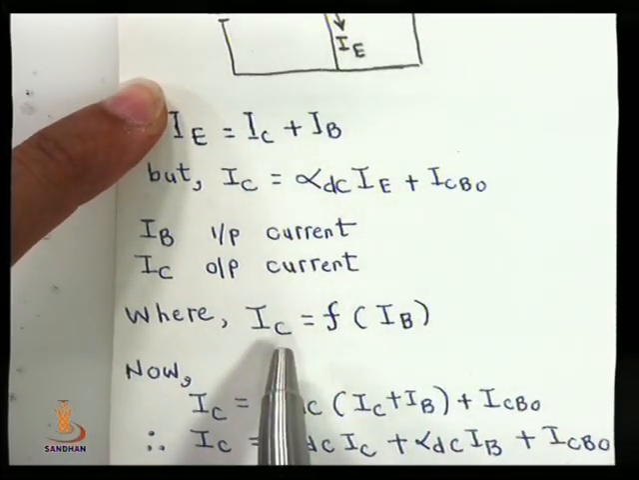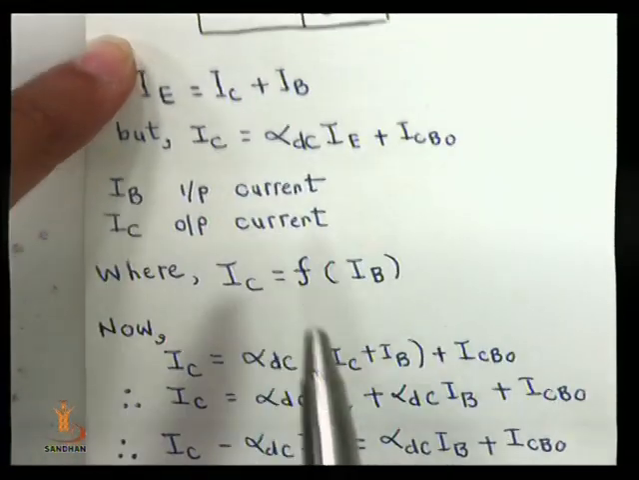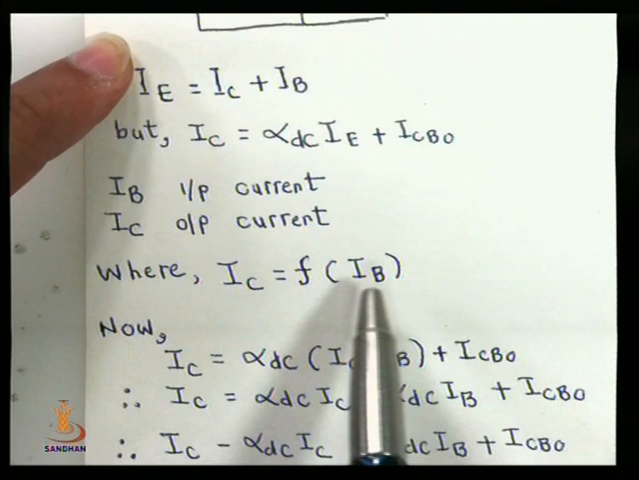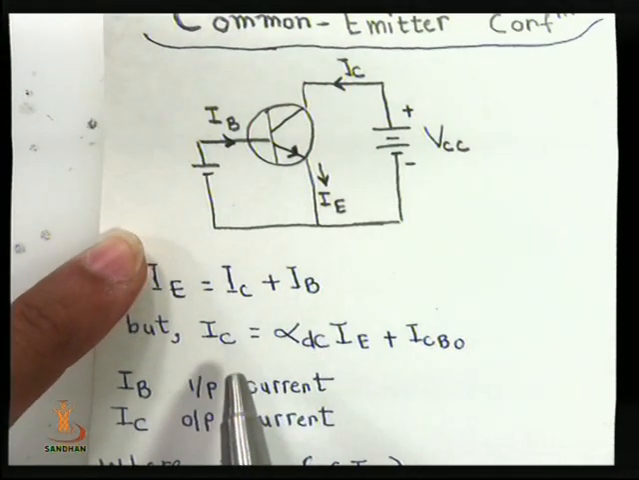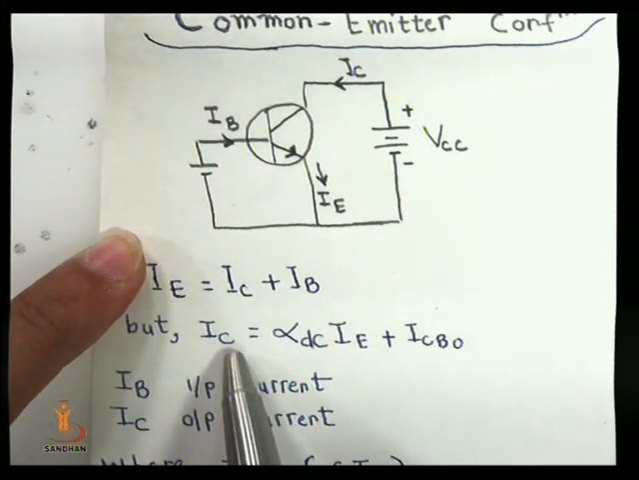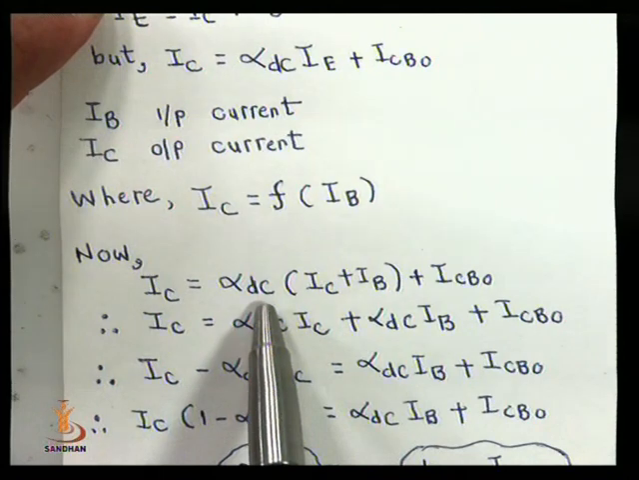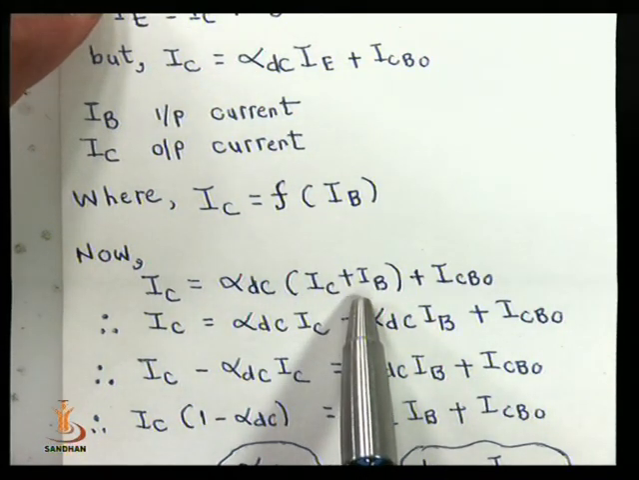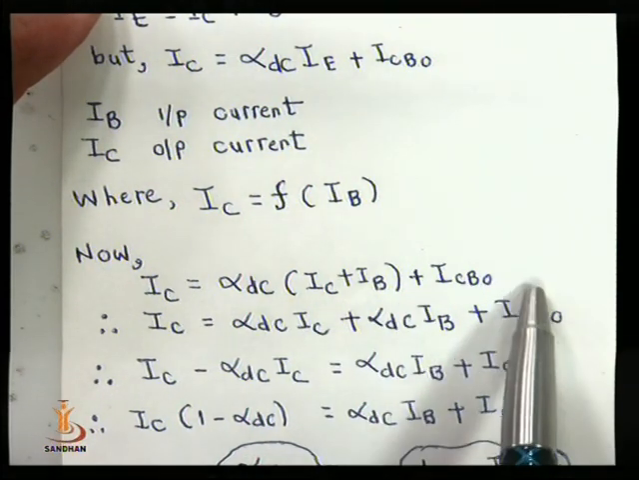IC, basically the output current, is a function of the base current. So IC is nothing but a function of base current. Now what we can do in this circuit, in the equation of IC, we can put the value of IE. So IC is nothing but alpha DC times IC plus IB. We are placing the value of IE, that is IC plus IB, plus ICBO.